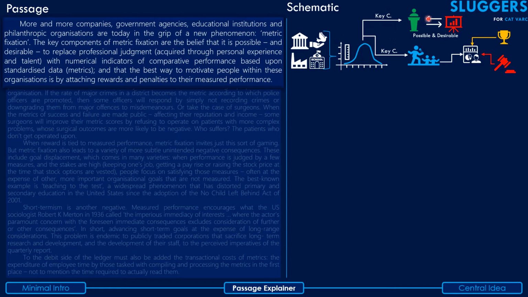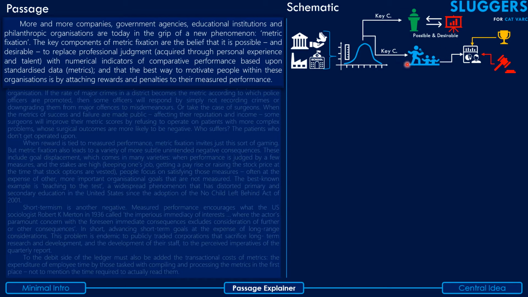Second, he talks about the first key component. The first key component of this metric fixation idea, according to the author, is that it is possible and desirable to replace the experts who used to do this job of appraising the performance of employees and students and other people, to replace them, who used to do this job on the basis of their judgment and experience, with these new analytical methods. That's the first key component.